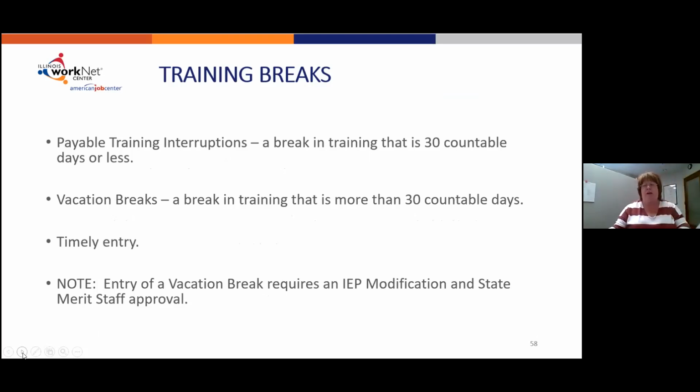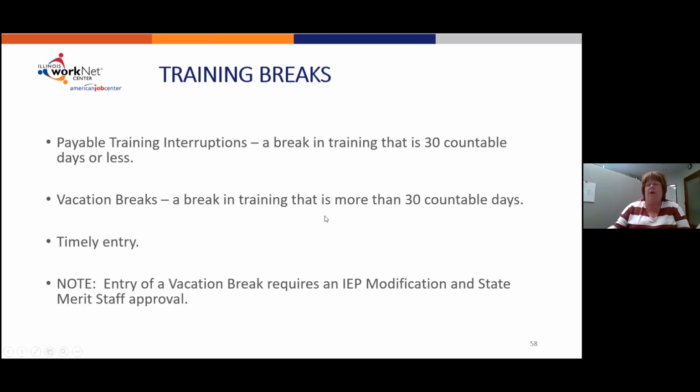Okay, if there are training breaks, a payable training interruption means basically they will still get paid their TRA for that period of time. That is a break in training that is 30 countable days or less. Those are entered for training breaks, like between the semesters generally, and you would use the academic calendar for the dates for the beginning and end of those.